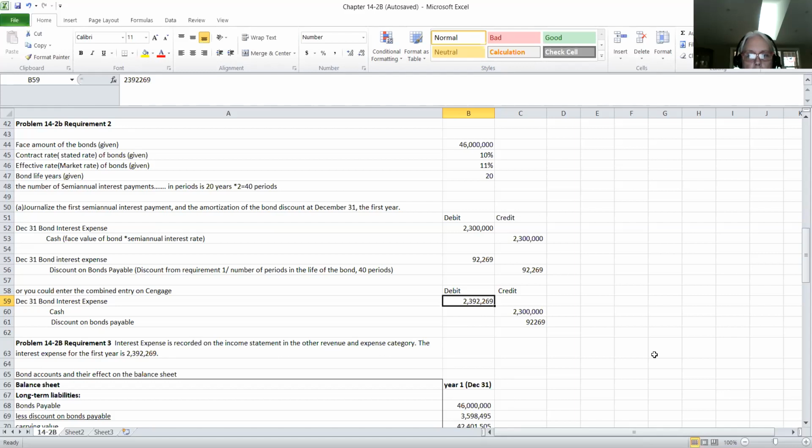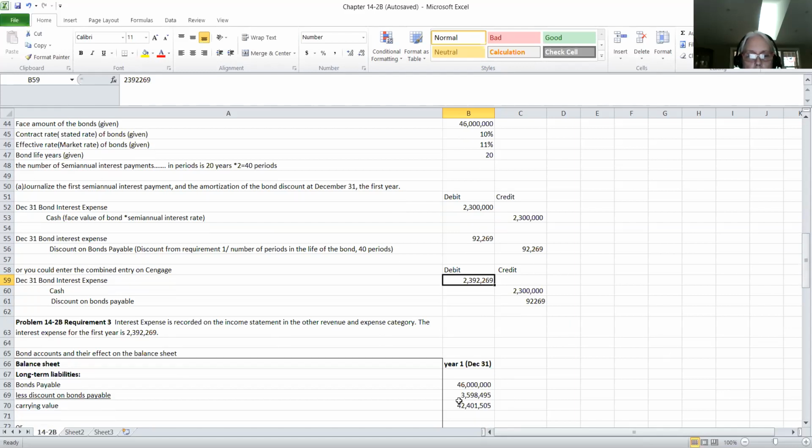On your balance sheet, they didn't ask you to do this, class, but I just wanted to demonstrate it to you so you'll understand what I'm talking about. On your balance sheet, at December 31st of year 1, the bonds payable account face amount is $46 million. Bonds payable will keep that $46 million amount in it throughout the life of the bond until you pay the bond back at the end of the 20-year life.